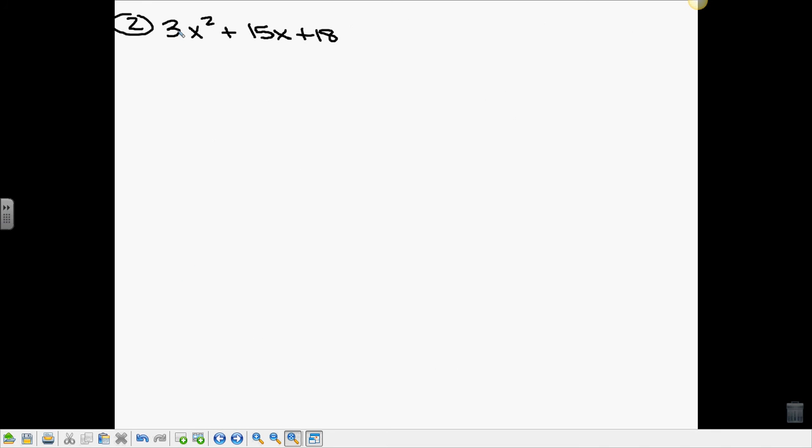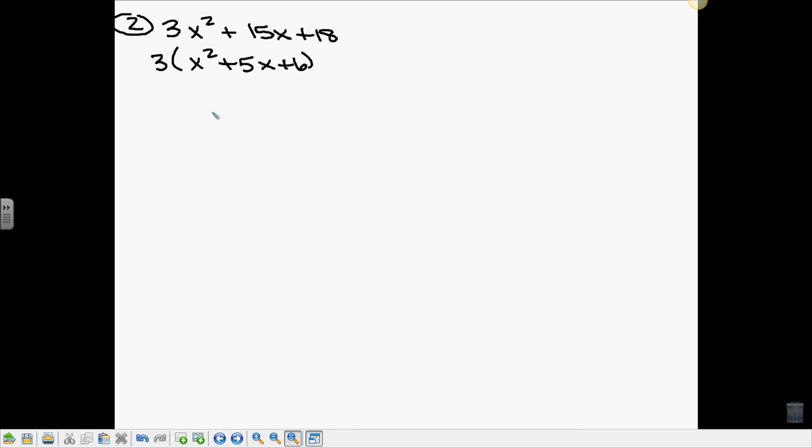Number 2, 3x squared plus 15x plus 18. First, check for a GCF. 3 goes into all of those evenly, so we need to pull that 3 out first. We need to factor out the 3. What's left over when you factor out the 3? x squared plus 5x plus 6.